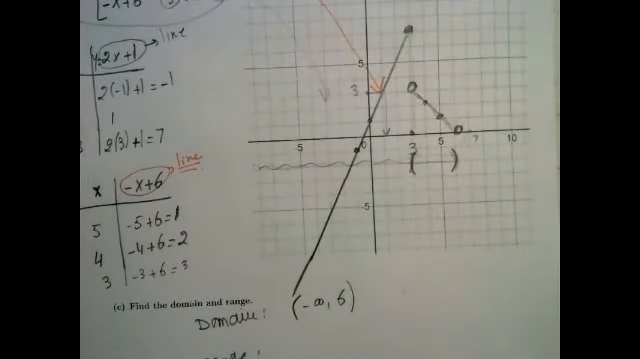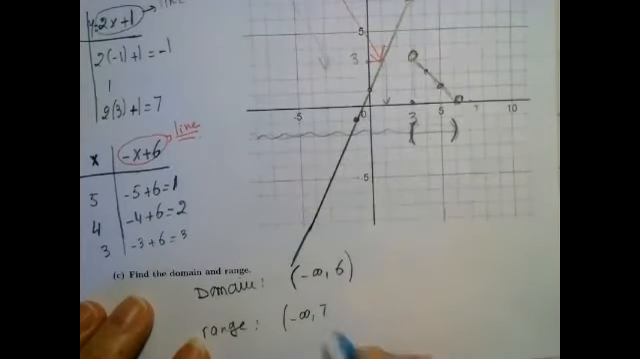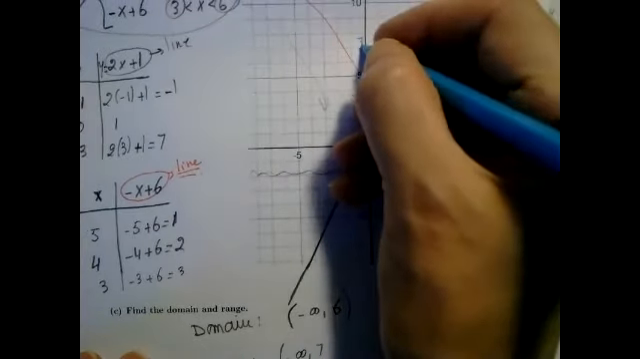Is 5 in the range? Yes. Is 7 in the range? Yes. Is 8 in the range? No. Give me the range. Would it also be -infinity to 7? Is 7 included? Yeah, because it is a closed circle.